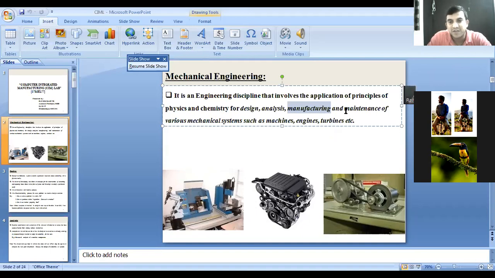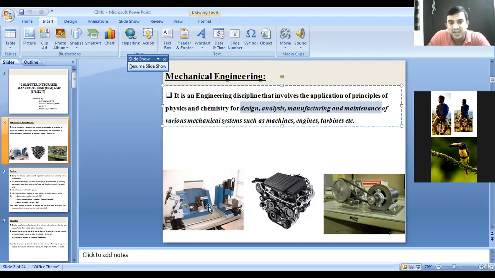Now after you manufacture the component, you give it to the market and the customer purchases it. Then you go for maintenance of the component, meaning to keep the component or machinery in good working condition. How do you check? Periodically you inspect or service it, and that is maintenance. So when you say mechanical engineering, it comes under these four things. One, it is a discipline or profession that enables design of machinery elements, analysis, manufacturing, and maintenance of various mechanical systems or machineries.